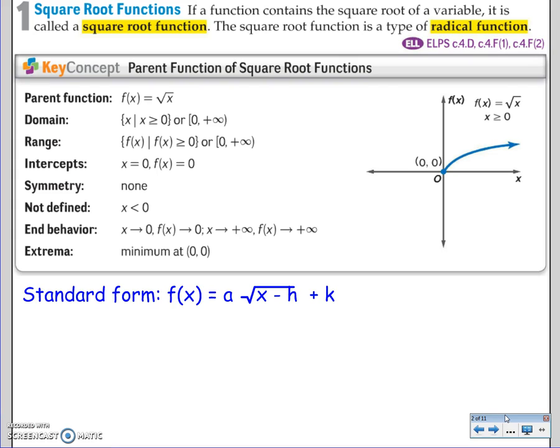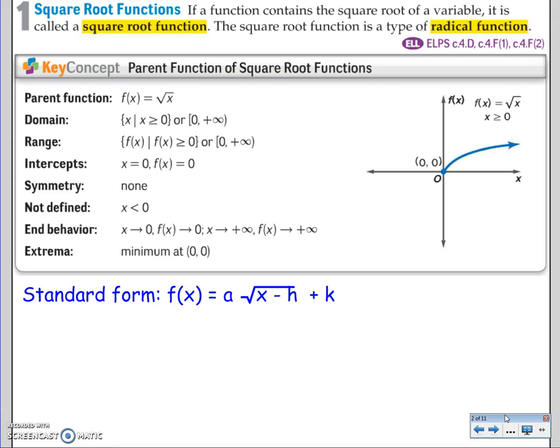There's the parent function, y equals square root of x. The domain is 0 to positive infinity. The range is 0 to positive infinity. The intercept is just (0, 0). There's no line of symmetry. It's not defined for x less than 0. You can't have a square root of a negative number. That's imaginary. End behavior just keeps increasing. There's a minimum but no maximum. There's a bottom but no top.